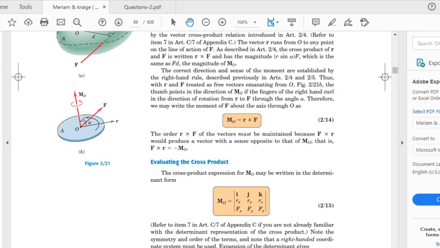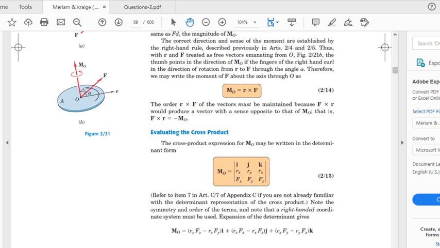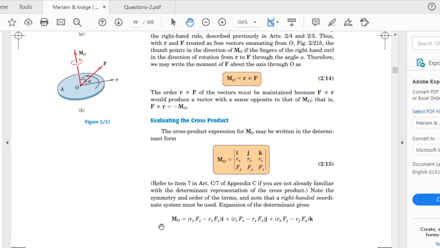And we can also write it in a determinant form like this: i, j, k, then the components of the first vector which is r bar, then components of the second vector which is F, and then we can evaluate this determinant. So it gives us the result which is shown here. M_O is equal to (ry Fz minus rz Fy) i, and so on.